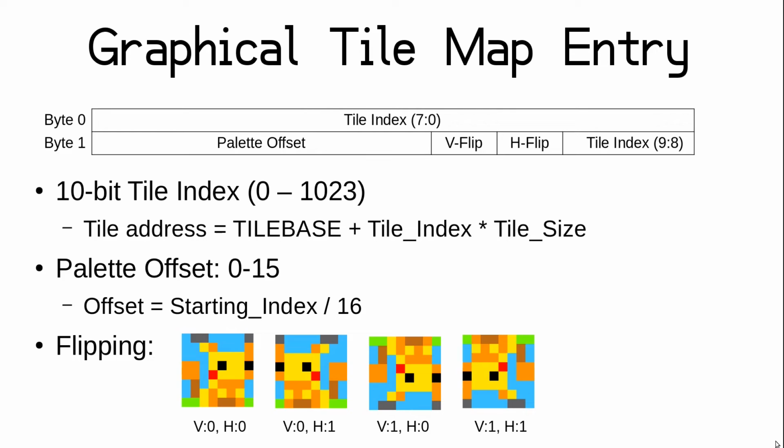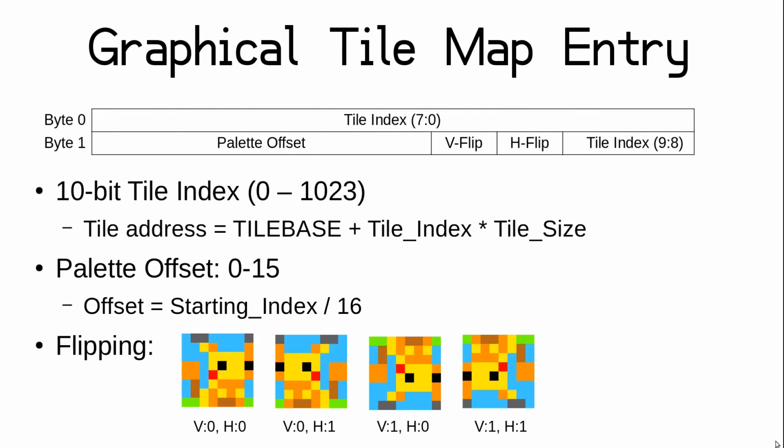Like text maps, graphical tile maps use 2 bytes for each map entry, but the format is very different. Instead of only 8 bits for a screen code, you can use 10-bit tile indexes, with the upper 2 bits in the second byte of the entry. This is what lets you define up to 1,024 different tiles for each layer.